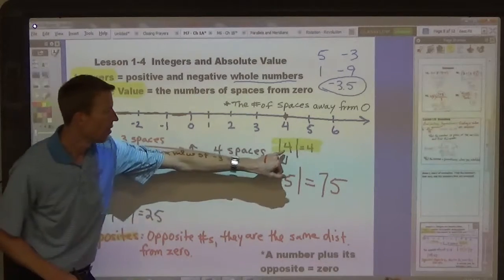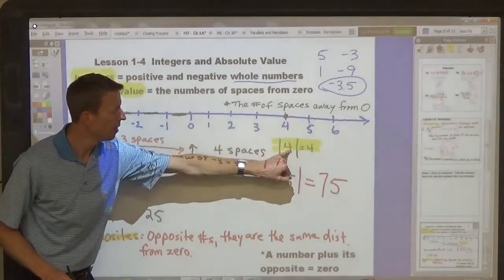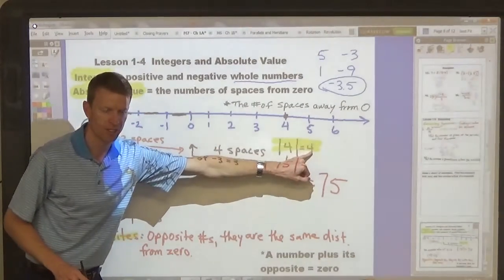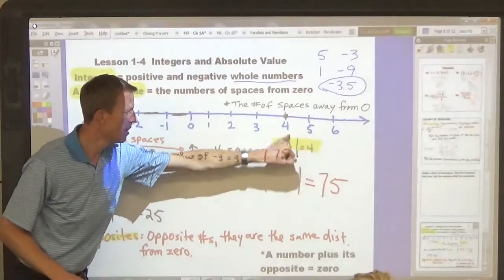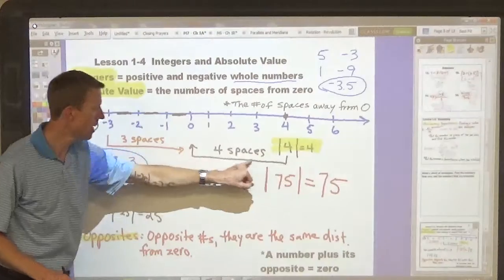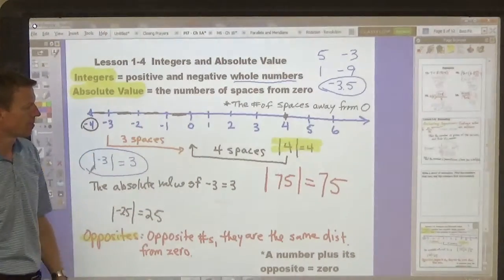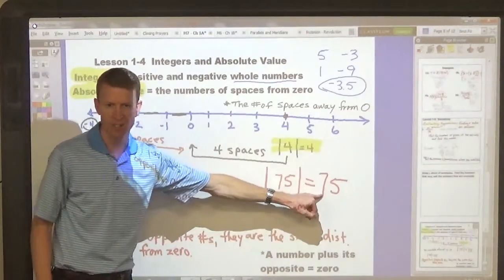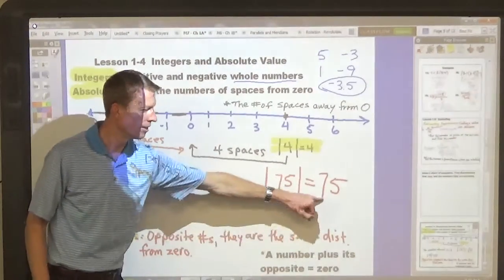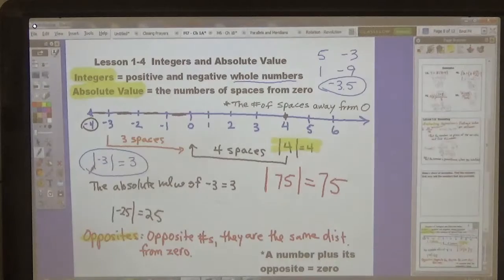Look at this one. This says the absolute value of 4 equals 4. The reason it equals 4 is because this number is 4 spaces from 0. The absolute value of 75 is 75 because this is 75 spaces from 0. Okay?